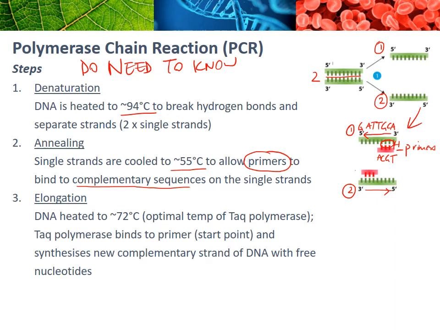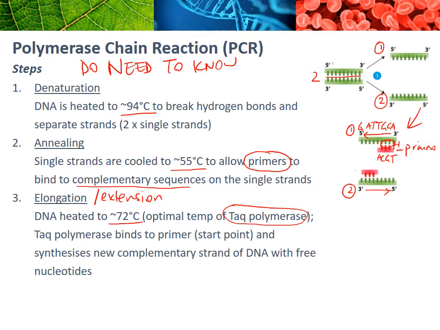Step 3 is called elongation. Sometimes it's referred to as extension, so if you're looking up videos or other pictures, you might see it called that. Here, it goes back up to 72 degrees, and that is our optimal temperature for Taq polymerase. Remember, proteins have certain temperatures that they work best at. For Taq polymerase, that's 72 degrees.